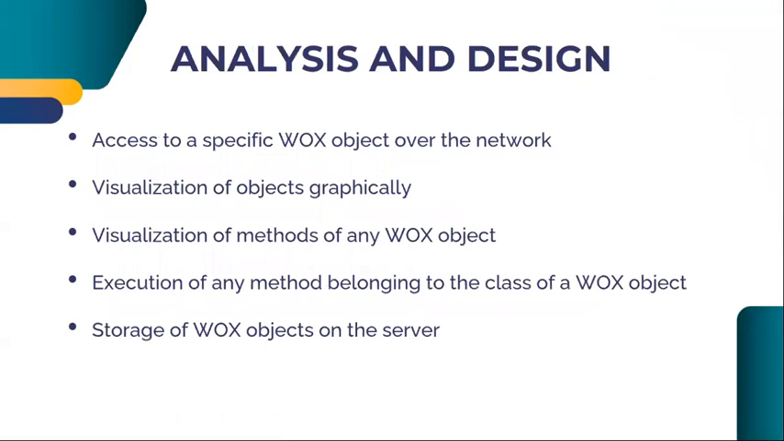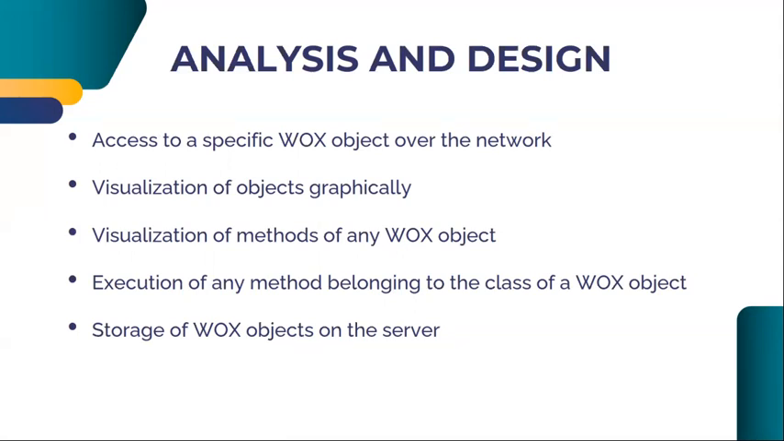The functionality of the web system developed can be divided into a series of actions that can be carried out. For example, access to a specific WOX object over the network. The web system allows its users to access a WOX object stored in the system from a unique URL generated by the same system. With this URL, users can directly access the object without having to enter the repository and search for the desired object among all the existing objects in the same repository.